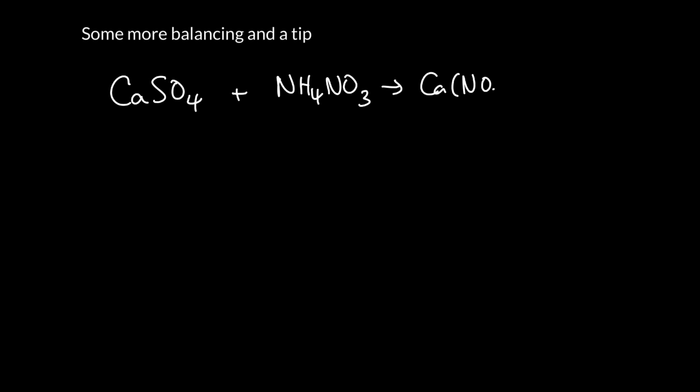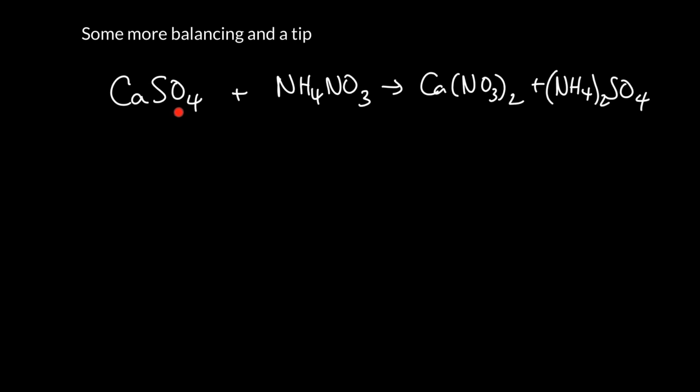All right, here's another balancing equation problem. So for instance, maybe we had something like this, CaSO4, reacting with something like NH4NO3. And on the other side, we have maybe something like Ca(NO3)2 plus (NH4)2SO4. And if we try to balance an equation like this, at first sight it seems like a real pain in the neck, right?